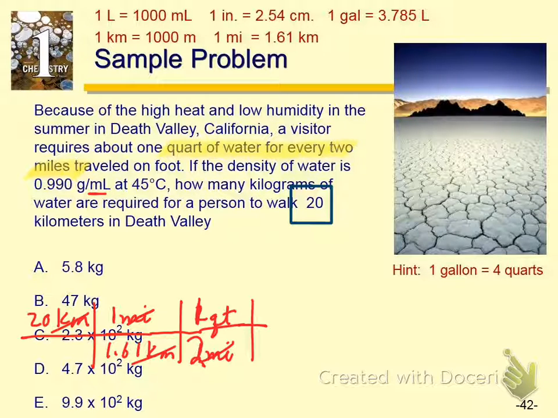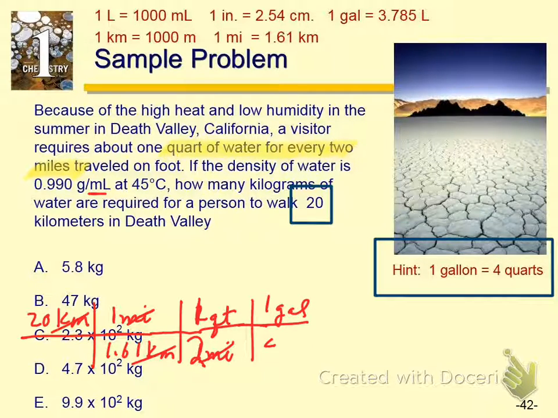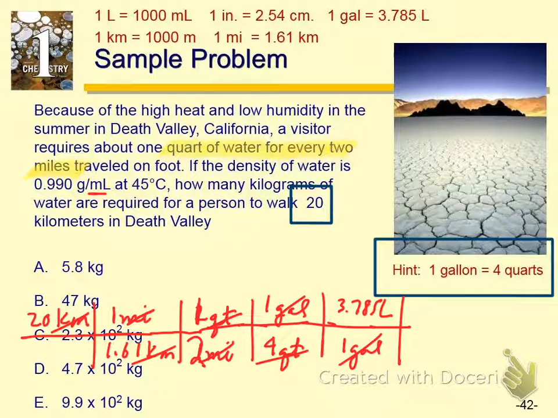Okay, so here they give me a conversion. 1 gallon is equal to 4 quarts. So let's use that. Now I have gallons. Then we're going to go to liters. 1 gallon is equal to 3.785 liters. Now I can go to milliliters. 1 liter is equal to 1,000 milliliters.